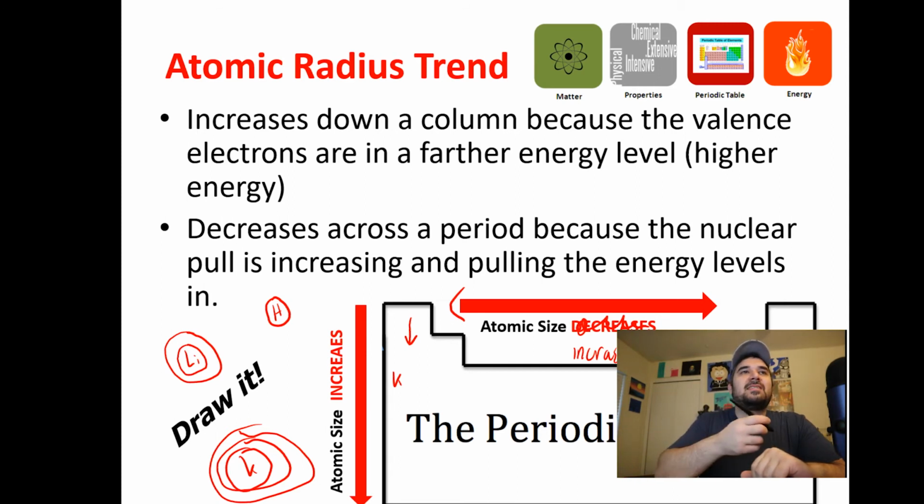So why do elements get smaller as they move right? That one, a lot of people miss this question on the test. But the reason they get smaller as you move to the right is because every time you add more protons and more electrons, you're increasing the electromagnetic pull.